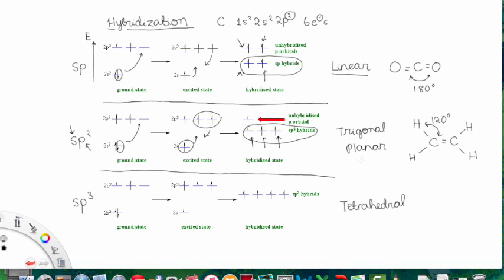Finally, looking at sp3, we start out with the ground state, we promote an electron to the higher energy excited state, and then in the hybridized state we have 4 areas in which we have sp3 hybrid orbitals. So again, lower in energy than the 2p orbital, and now it has 4 areas in which it can make bonds. An example of this is methane.